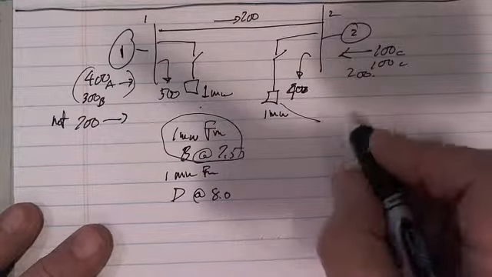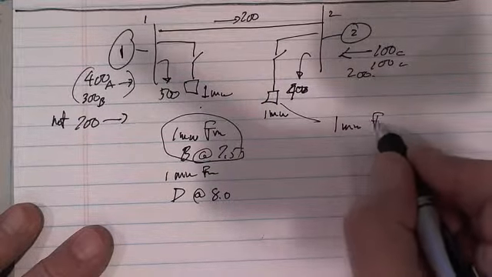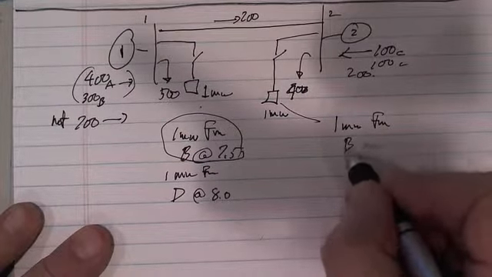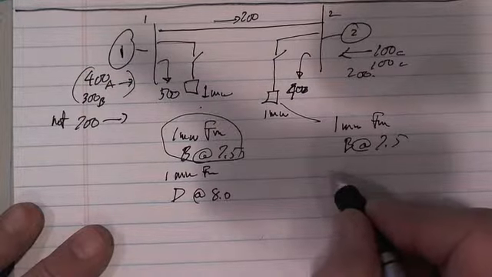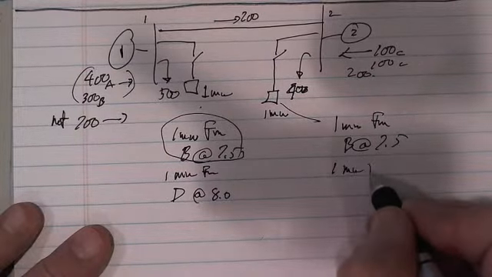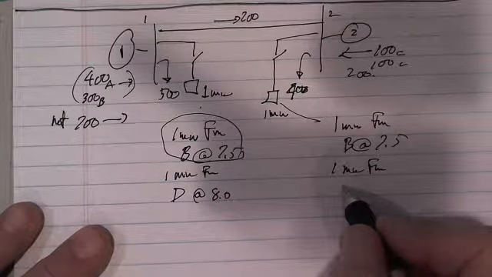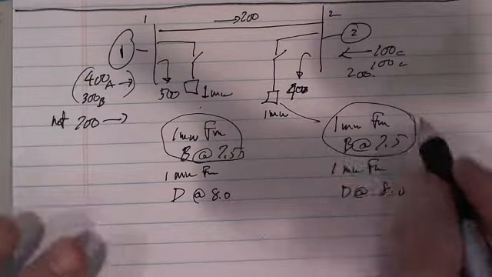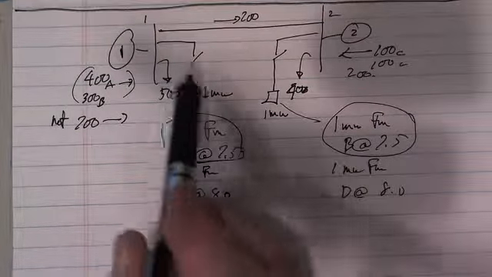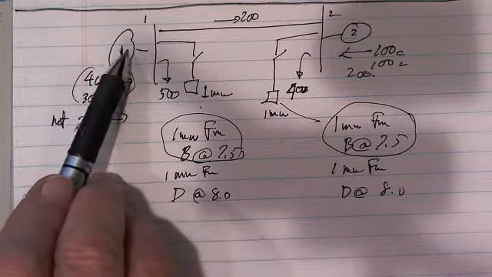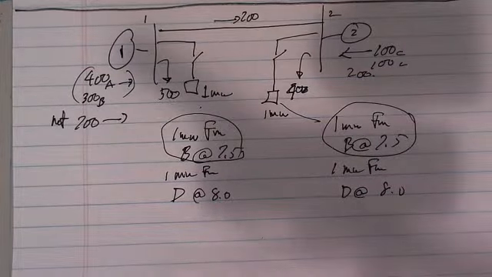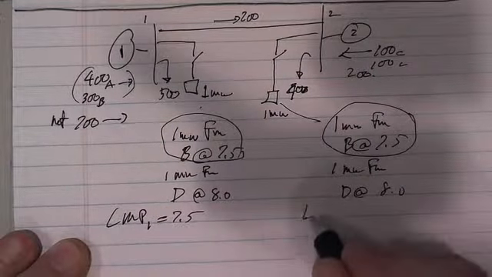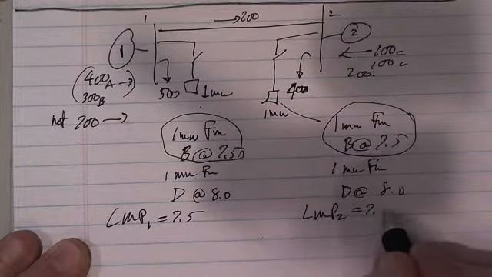What about this guy here? I could buy 1 megawatt from B at 7.50. It's the same thing. 1 megawatt from D, if I wanted to, at 8.0. So I have the same situation. Either of these buses will pull it from that segment B at 7.50. So therefore, LMP1 equals 7.5, LMP2 equals 7.5.